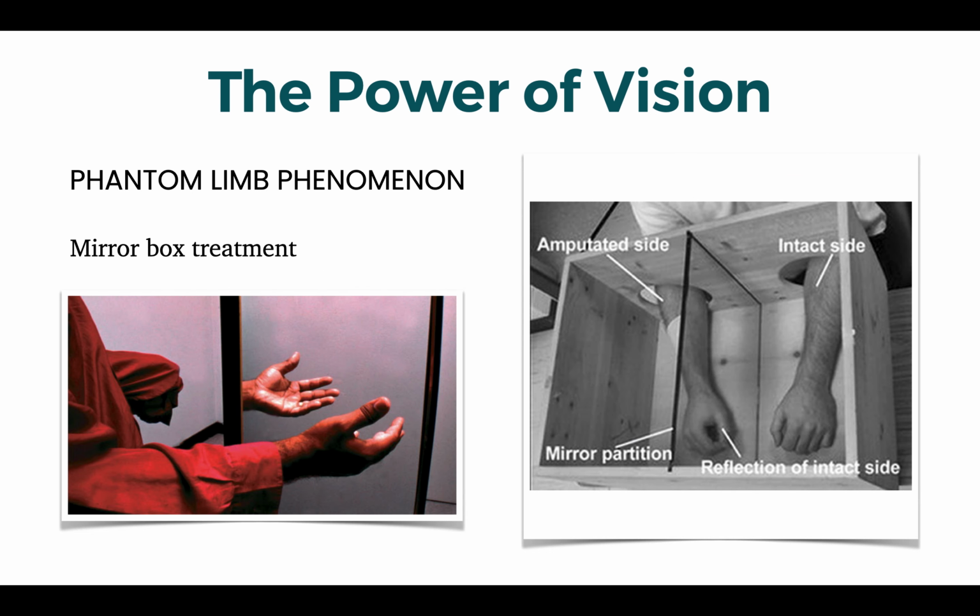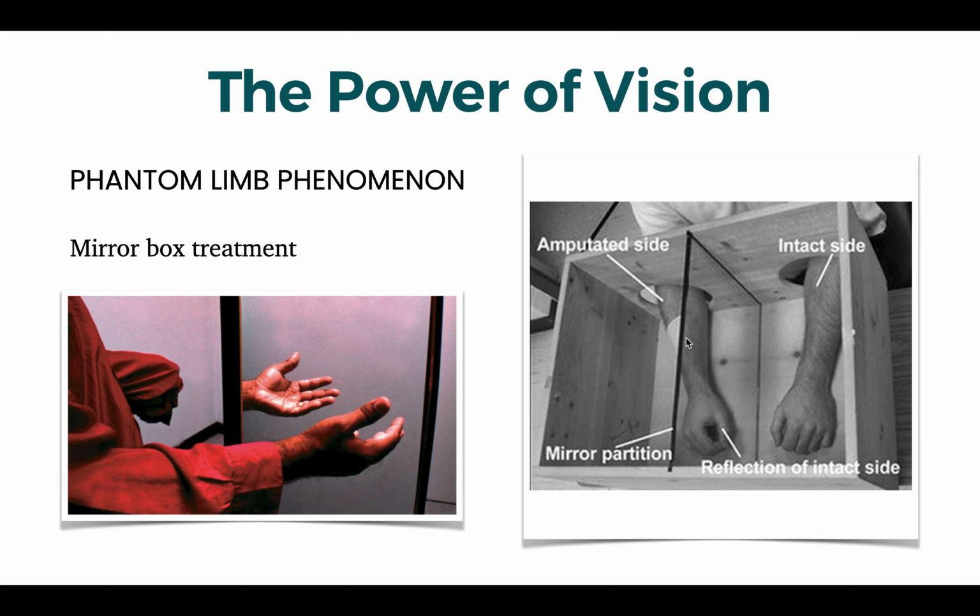So, how do we help people with this particular affliction? What does this have to do with vision? We use what's called a mirror box treatment for people with phantom limb, and it helps quite a lot, actually. Essentially, you have this box, and here is the amputated limb, right?